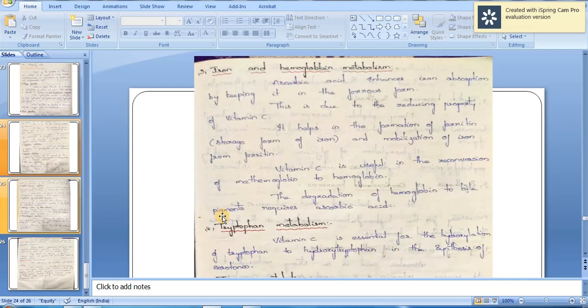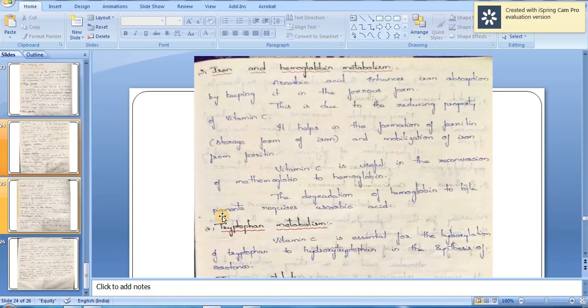from ferritin. Vitamin C is useful in the reconversion of methemoglobin to hemoglobin. Next, coming to the point, the degradation of hemoglobin to bile pigments requires ascorbic acid, nothing but vitamin C.